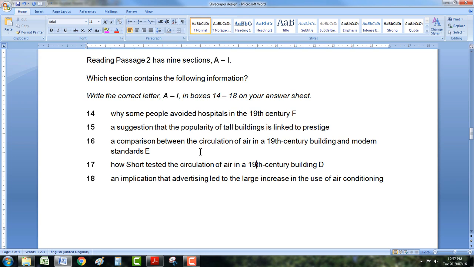You're running out of time here, so all you can do is try and scan like crazy. Scan for tall buildings, scan for prestige, scan for advertising and air conditioning. Now, they can paraphrase that. They can say skyscrapers. I wouldn't scan for that. Advertising is advertising. I don't think that they can really scan. Maybe paraphrase. Maybe they can. Air conditioning, I don't think you can paraphrase air conditioning. So something about tall buildings, advertising, air conditioning.